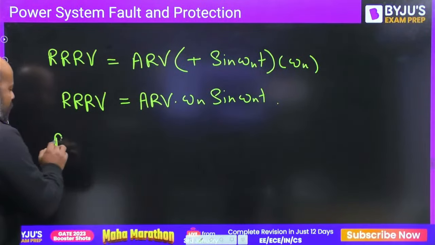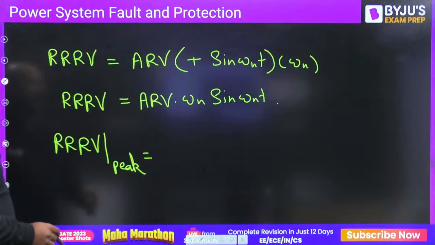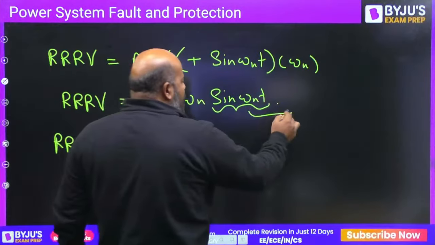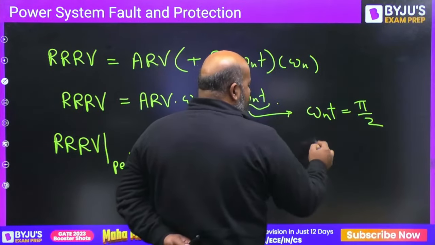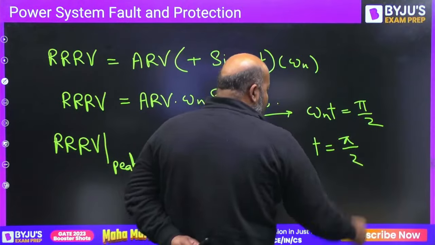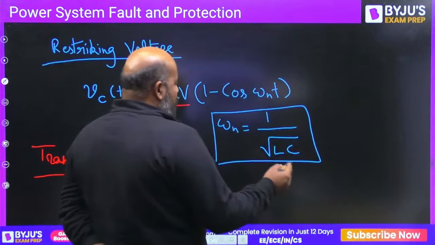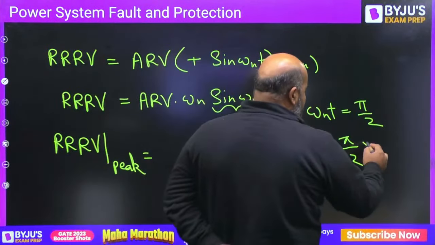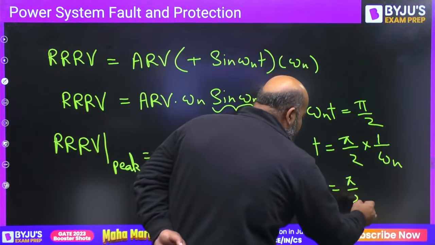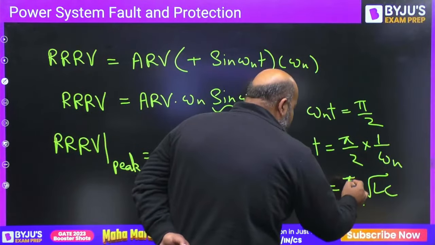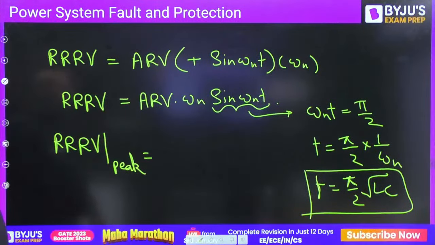Now if you want the peak value of this, the first peak, it occurs when sin omega n t is 1. Sin omega n t becomes 1 when omega n t becomes pi by 2. So t becomes pi by 2, and this omega n comes below, so it becomes 1 upon omega n, or t becomes pi by 2 under root LC. Is it clear, everybody? Pi by 2 under root LC.